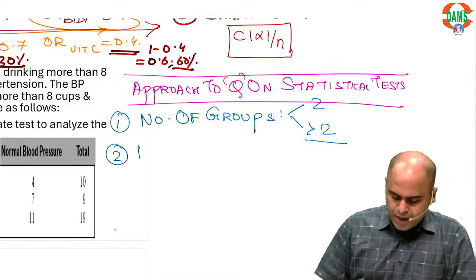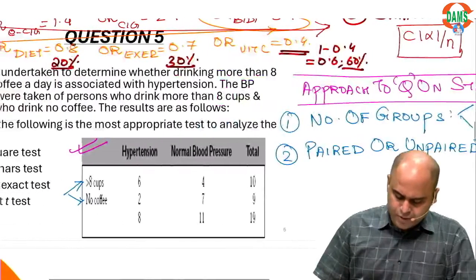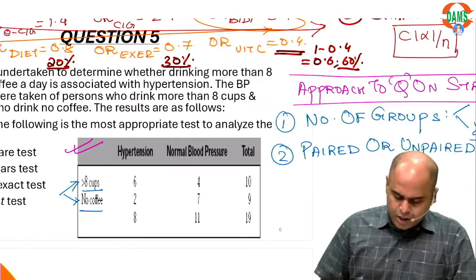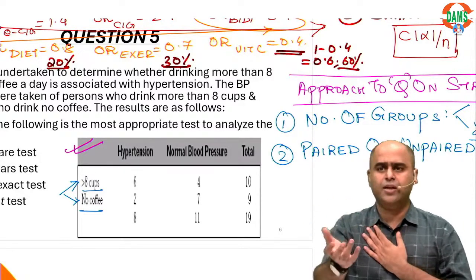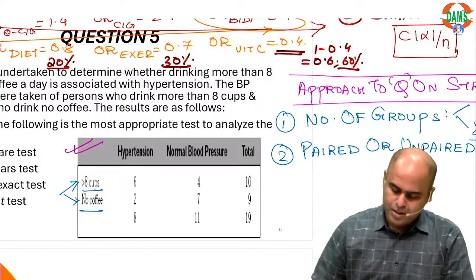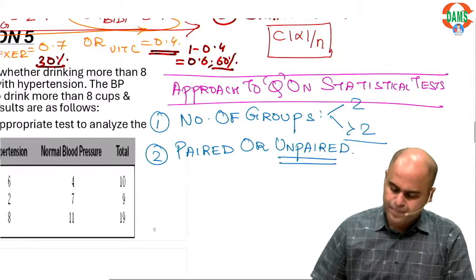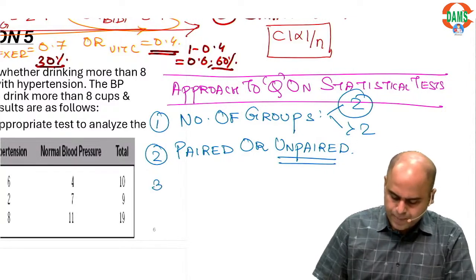Second, you have to determine whether it is paired or unpaired. In this question, if you see, drinking coffee, not drinking coffee. Suppose I am drinking coffee, your friend Priyanshu does not drink coffee. So this is unpaired. So it is 2 groups, unpaired.